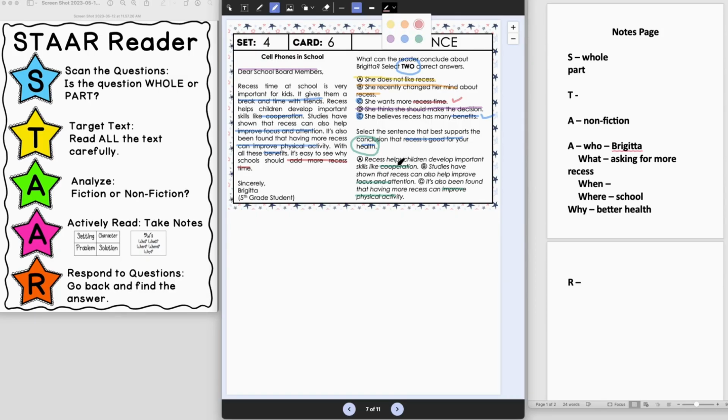If we look back at A, cooperation, it's a good thing, but it's not health. So we're going to cross that off. B is focus and attention, which is good for school, but that's not your health. And here C is talking about physical activity. Well, that does directly tie back to health. So in this case, C is the best answer.